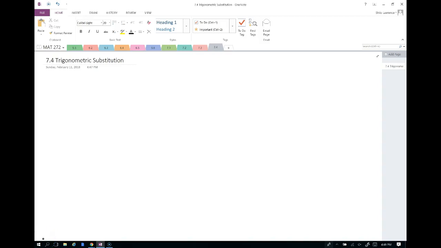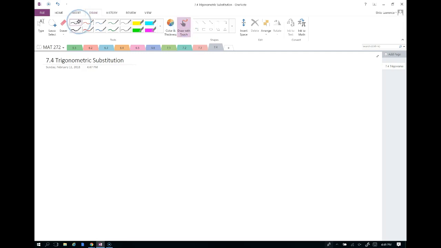In section 7.4, we're going to learn how to integrate pretty much anything that has a sum or difference of squares in it. And we're going to be doing that by introducing some trigonometry into the integral, which usually sounds absolutely crazy to most of my students, that you would voluntarily put trigonometry into a problem. But it's actually going to make our integrands simplify very nicely if our integrand contains a sum or difference of squares. And the reason for that is because of the Pythagorean identities.